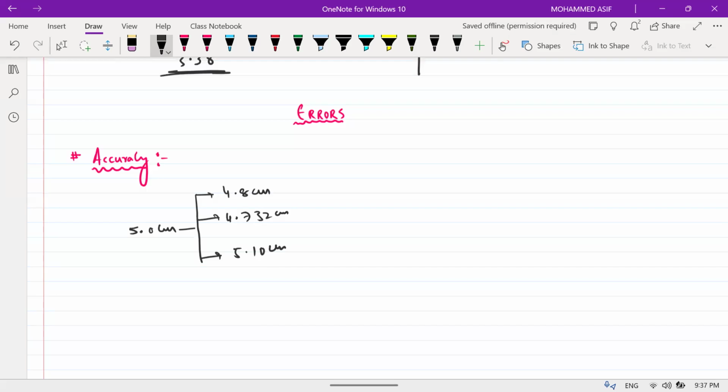Like say my true value is 5 centimeters. Now when I'm doing the experiment, I'm getting 4.8, 4.732 or 5.10. So the most accurate will be 5.10. I'll write the definition so you will get clarity.